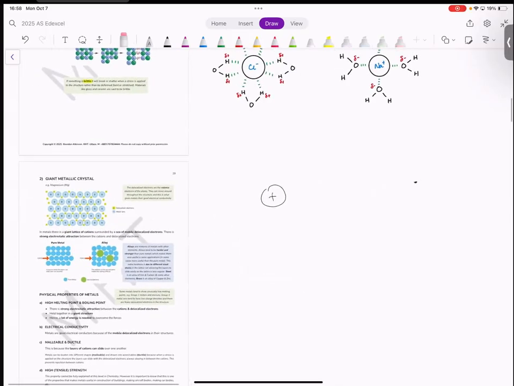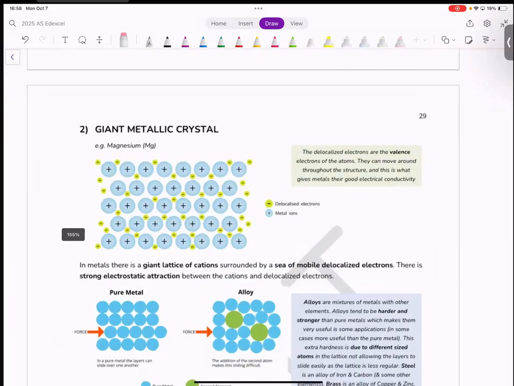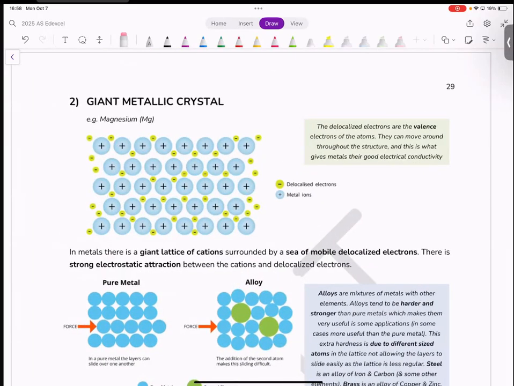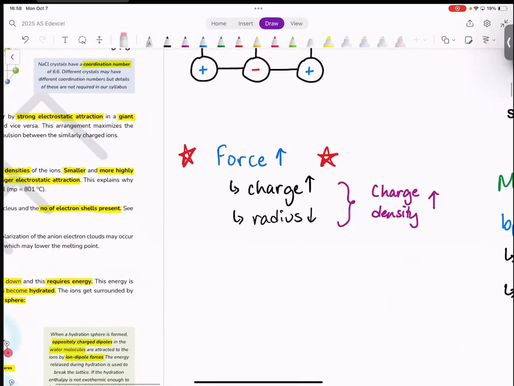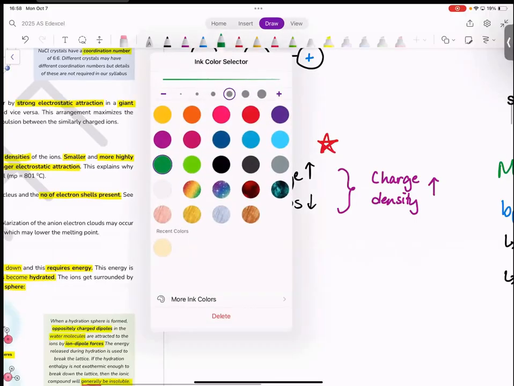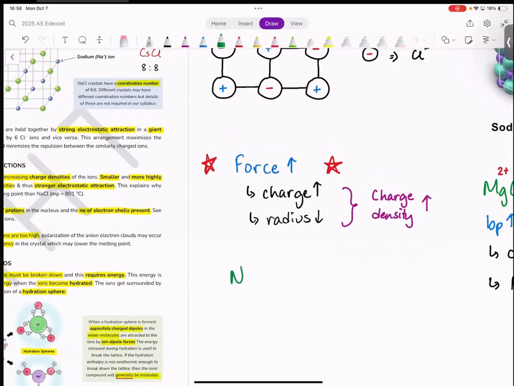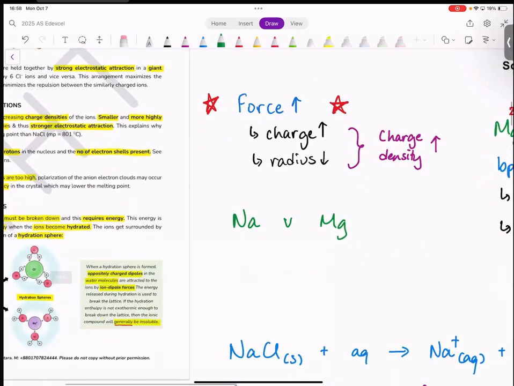So guys, next, giant metallic crystals. I didn't change anything here. I'll just make one comment which links to this. Whose boiling point and melting point will be higher, sodium or magnesium, among the metals?